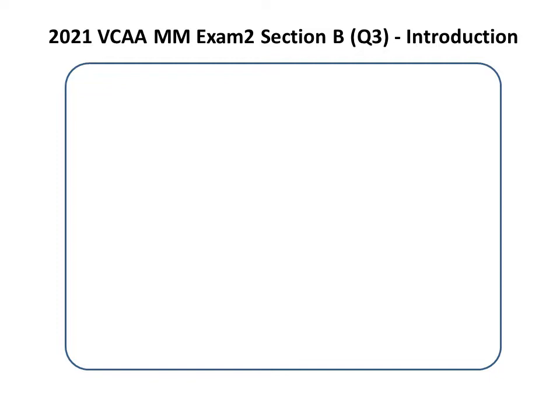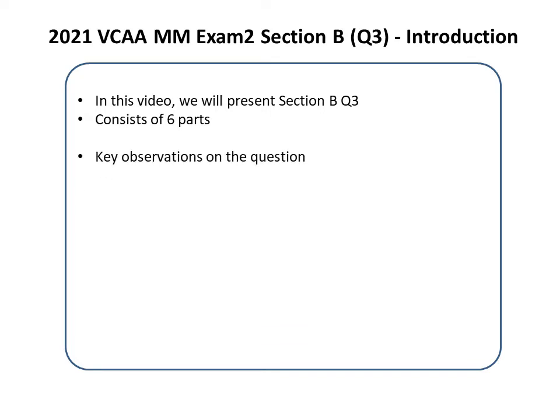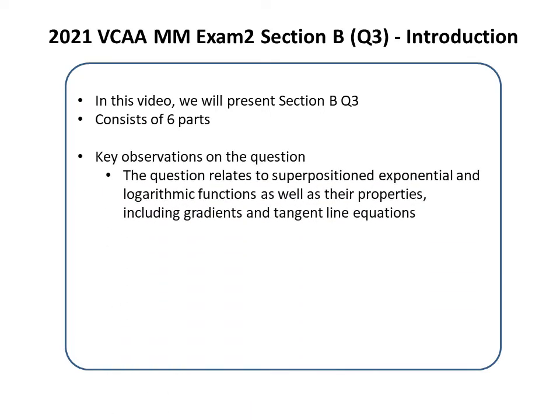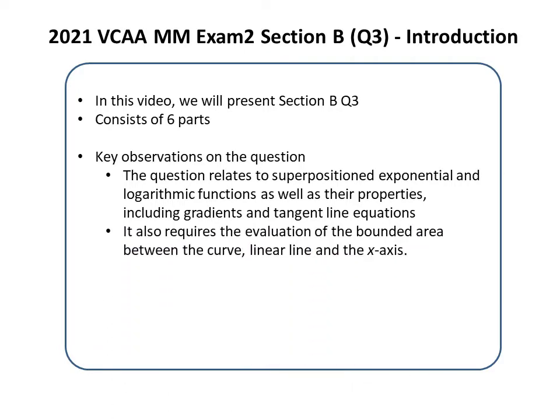In this video, we will present exam paper 2 section B, question 3, which consists of 6 parts. They relate to superpositioned exponential and logarithmic functions, as well as their properties, including gradients and tangent line equations. It also requires the evaluation of the bounded area between curve, linear line, and the x-axis.